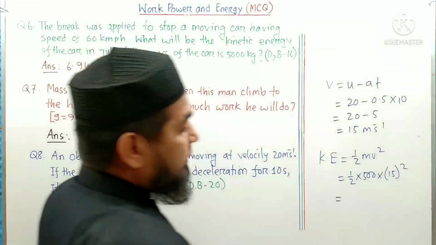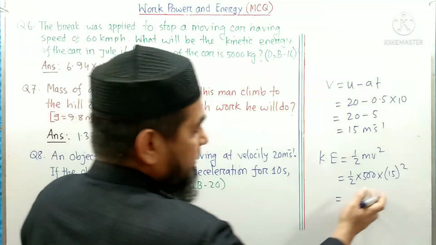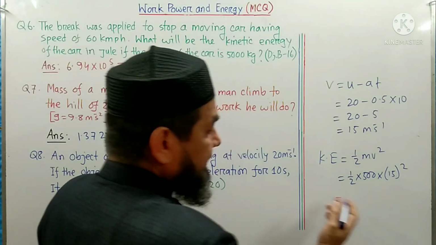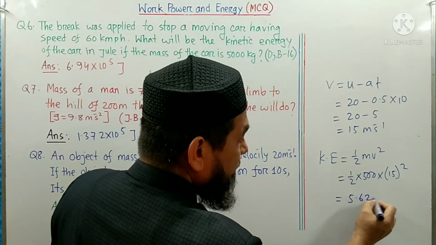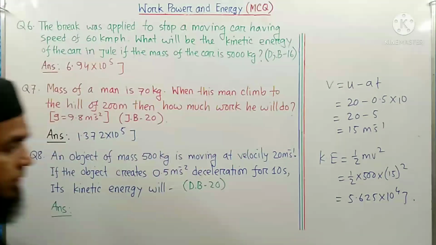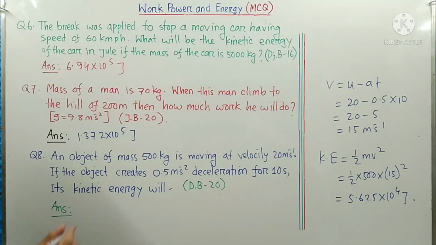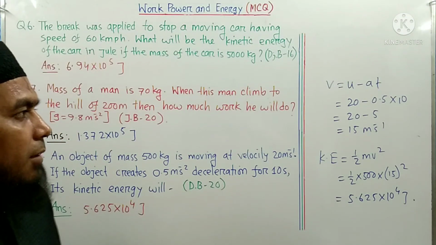So after calculation, we get the kinetic energy will be 5.625 into 10 to the power 4 joule. Dear students, so we can write kinetic energy 5.625 into 10 to the power 4 joule. This is our result. I hope you have understood.